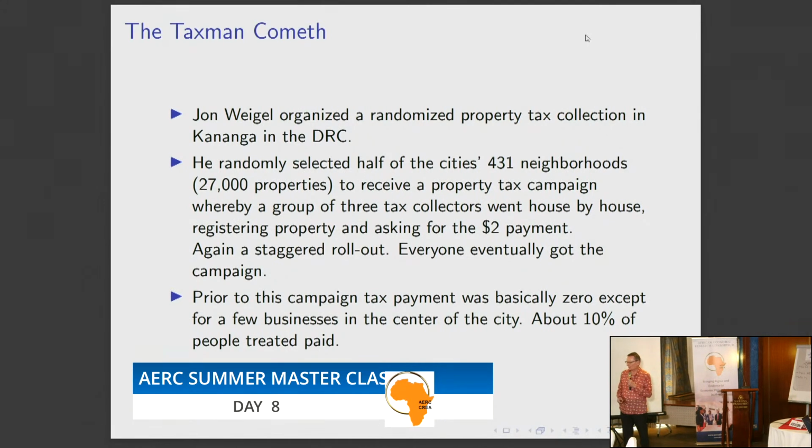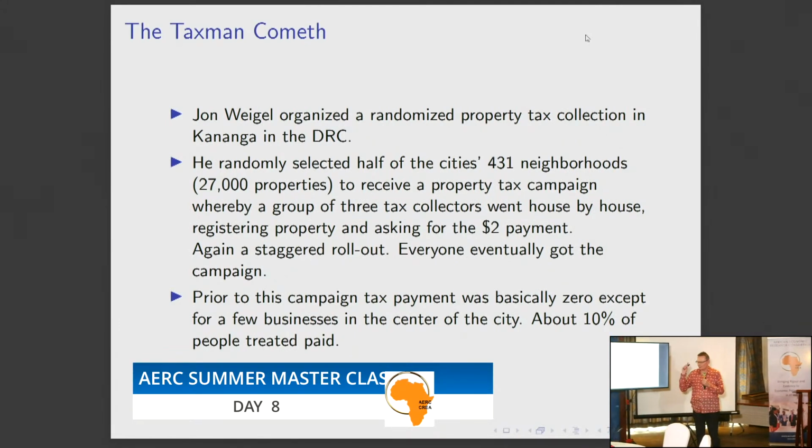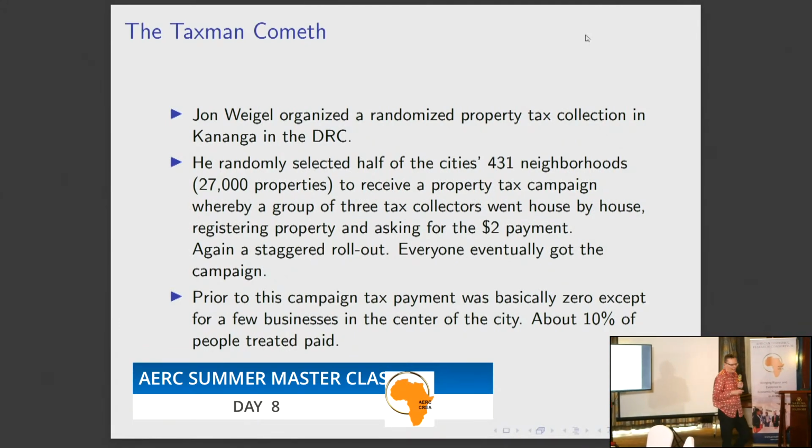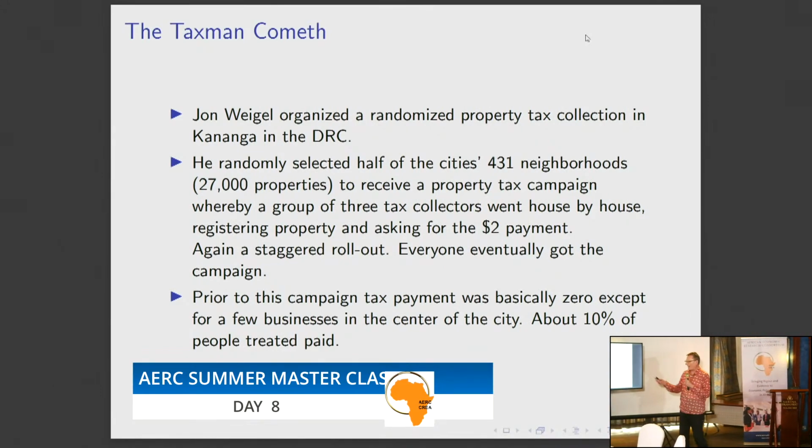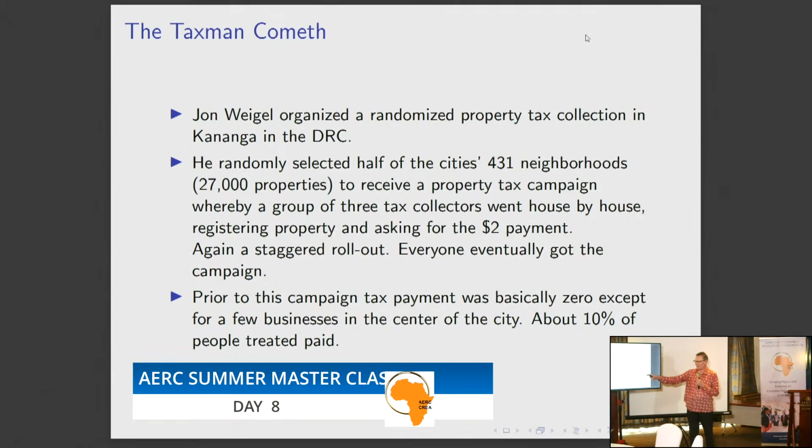And again, eventually everyone got the campaign. So before this, property tax income was basically zero, right? And about 10% of the people treated paid, okay? So I'm going to look at some data. It's kind of interesting, like who paid.